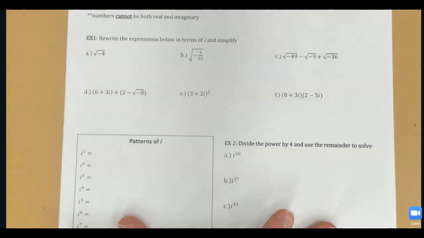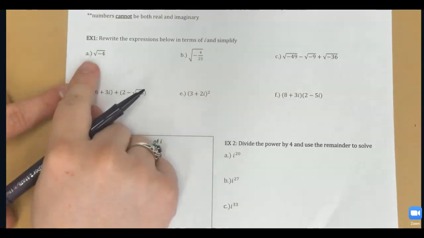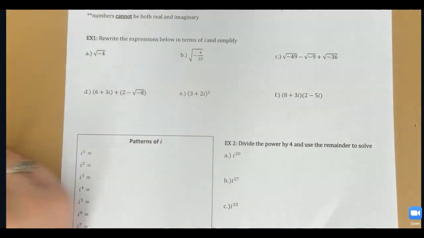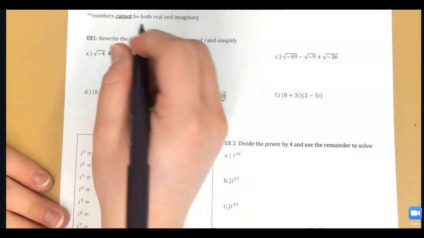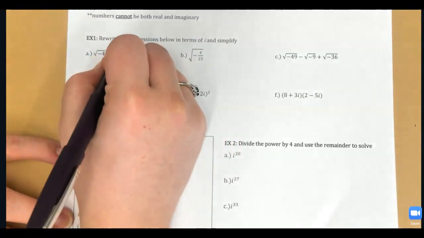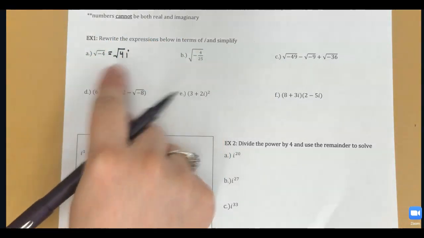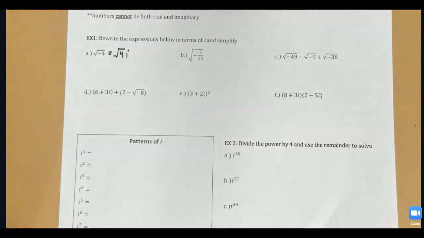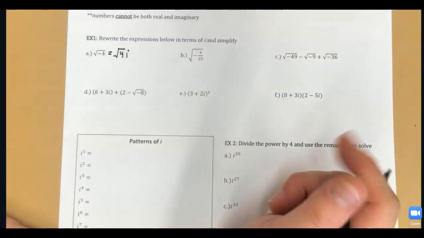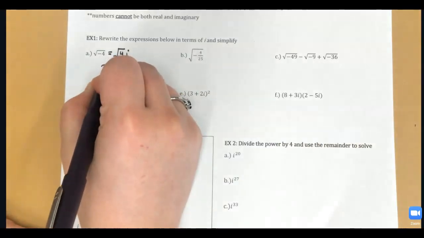So on example 1, we're going to first rewrite this in terms of i and then simplify. On A, I have the square root of -4. To write that in terms of i, that's going to be the square root of 4i. I'm bringing out the negative by replacing it with i. Now 4 is a perfect square, so this simplifies into 2i.